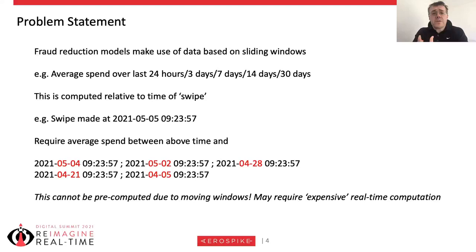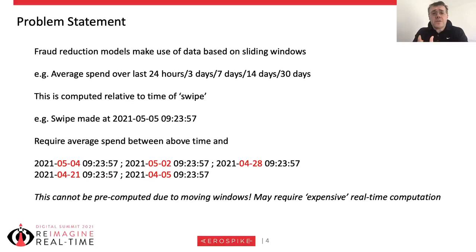So if it's May the 5th today and 0923 precisely, to get the average spend over the last 24 hours, we need to go back to the 4th of May at 0923. Average spend over the last 3 days, we need to go back to the 2nd of May, same time. 7-day average spend, 0923 on the 28th of April.